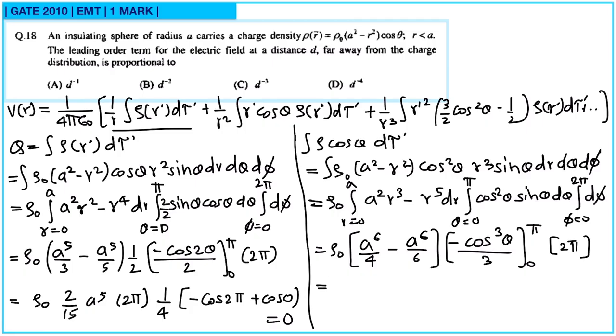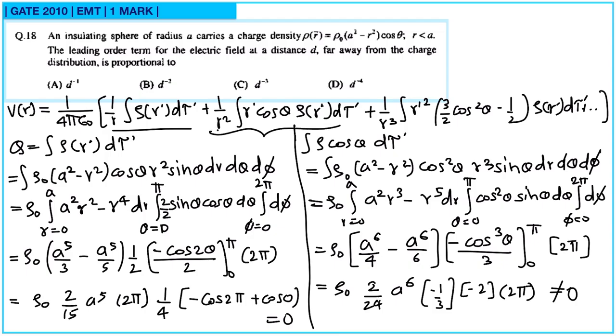So this will be equal to rho naught into bracket, this will be 2 by 24 into a raised to 6, and this is minus 1 by 3, and here we will have minus 1 minus 1, so that will be minus 2 here, into 2 pi. So by multiplication we will get some constant. So this second term is not equal to 0, so this is the leading term. That means this second term will survive and it is proportional to 1 upon r square. So from here we will get V of r is proportional to 1 upon r square.